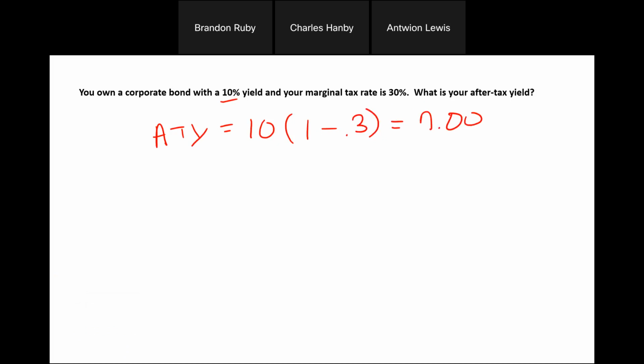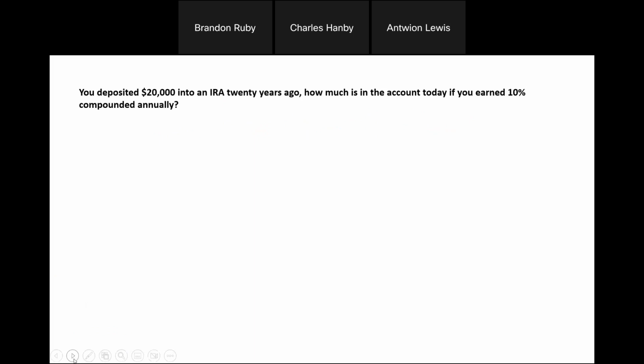Anybody good with after-tax yield? Yes, sir. Okay, good. All right, so the next one is a future value of a lump sum question. You deposited $20,000 into an IRA 20 years ago. How much is in the account today if you earn 10% compounded annually?